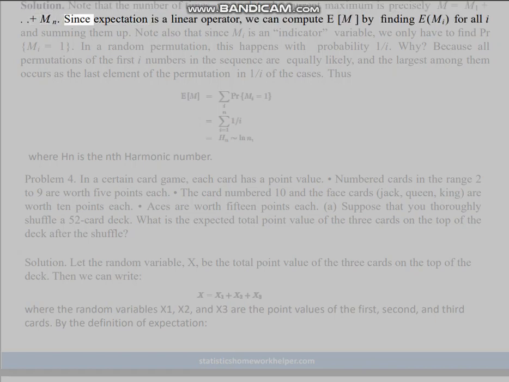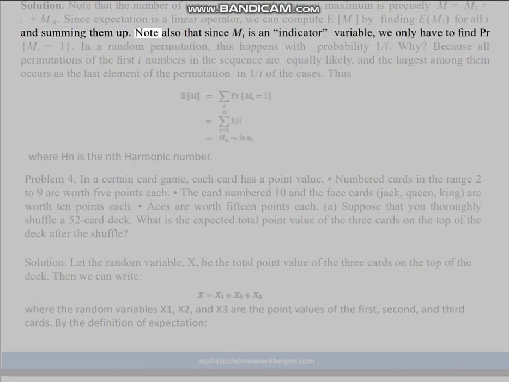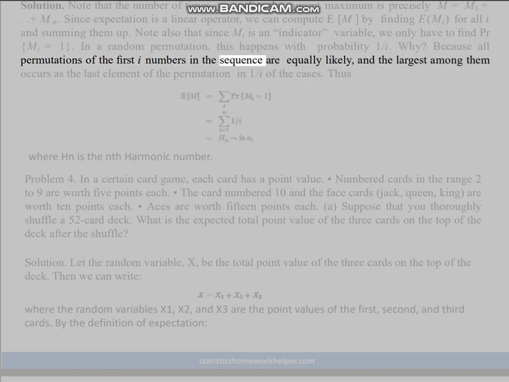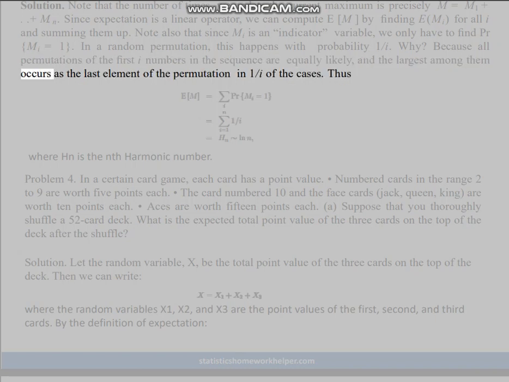Solution. Note that the number of times we update the current maximum is precisely m equals m_1 plus through m_n. Since expectation is a linear operator, we can compute the expectation of m by finding the expectation of m_i for all i and summing them up. Note also that since m_i is an indicator variable, we only have to find the probability that m_i equals 1. In a random permutation, this happens with probability 1/i. Why? Because all permutations of the first i numbers in the sequence are equally likely, and the largest among them occurs as the last element of the permutation in 1/i of the cases. Thus, the expectation is H_n, where H_n is the nth harmonic number.